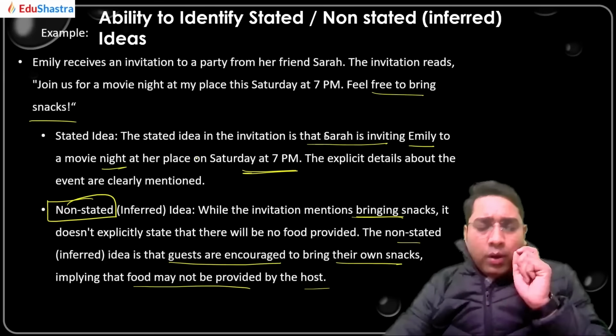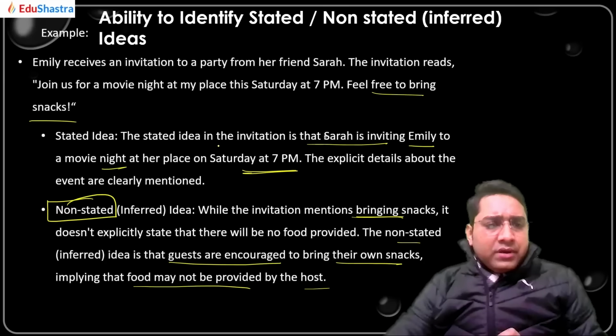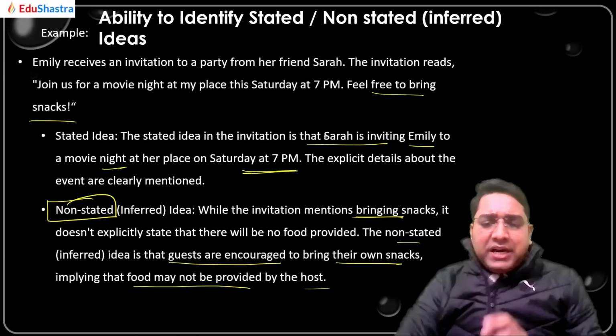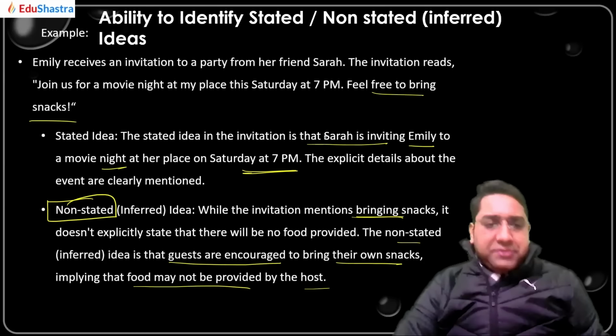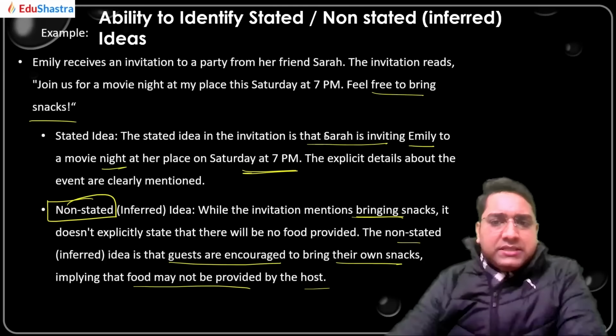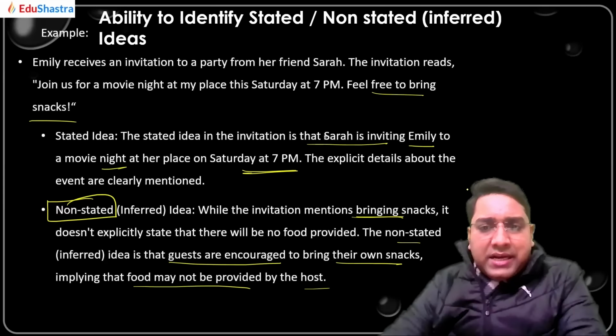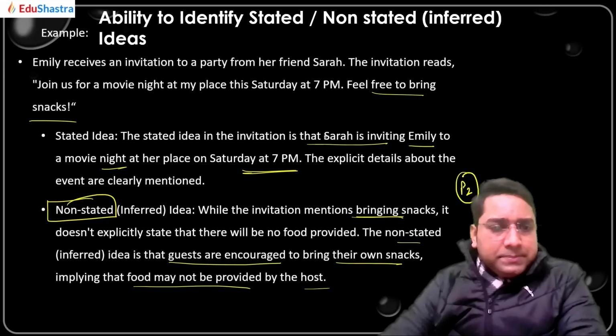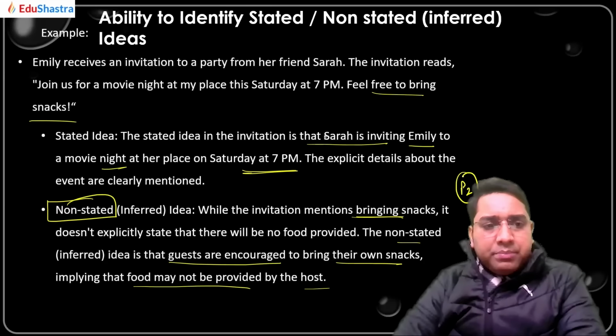And I have taken all the examples here which are related to our daily lives. I have not taken any bookish examples. Everybody clear with this? Stated and non-stated idea? If yes, everybody will write P2 clear. P2 clear.